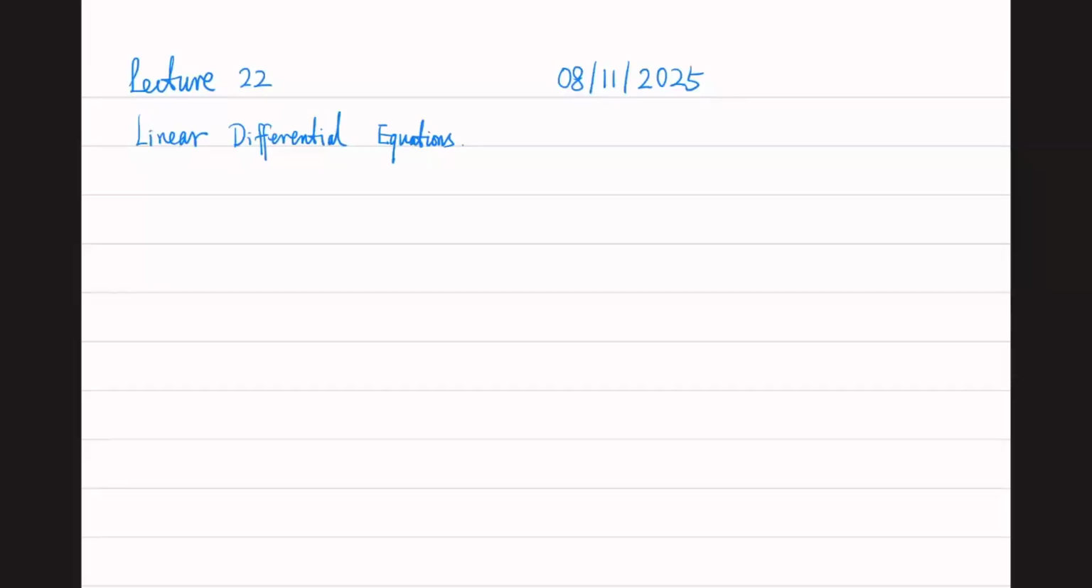At the end of last lecture, we mentioned linear differential equations. And very often we omit the word differential, and just say linear equations. If it's in the context of differential equations, it means linear differential equations. The equation is of the following form.